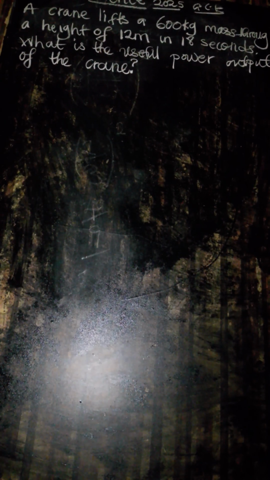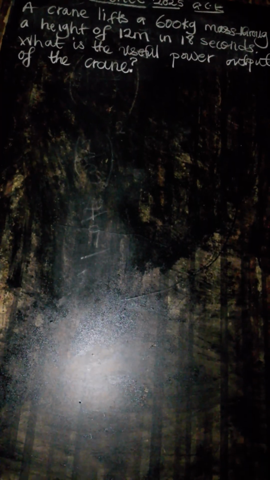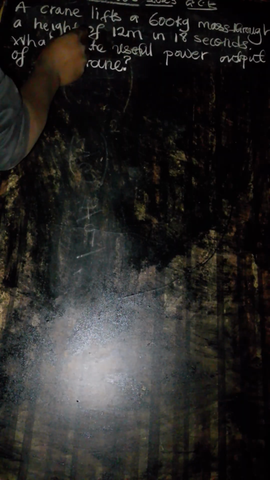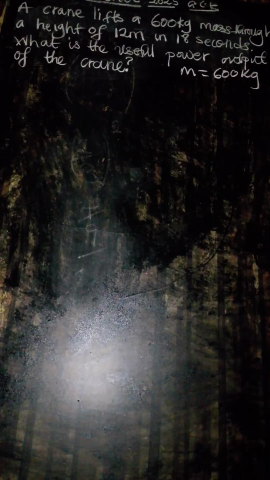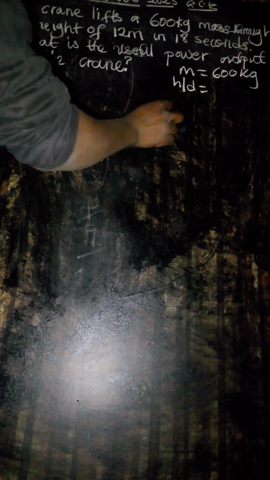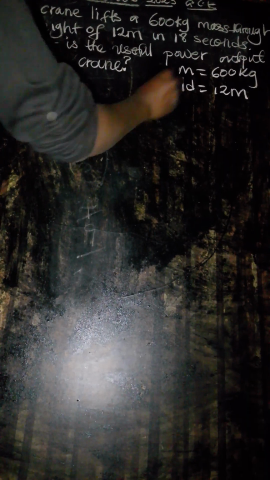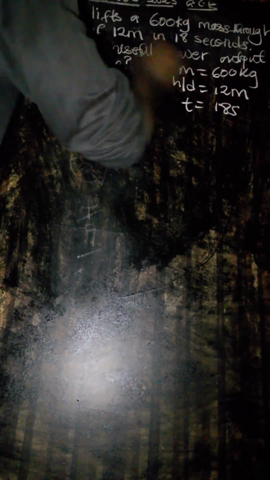When solving such questions, learners, start by collecting the data, as we know that we'll be calculating. When I read my question, it states a crane lifts 600 kg. This 600 kg refers to mass. So our mass is 600 kg. We also have our height, which can be your height or distance, which is 12 meters. After the height and distance, we also have time. The time given is 18 seconds.